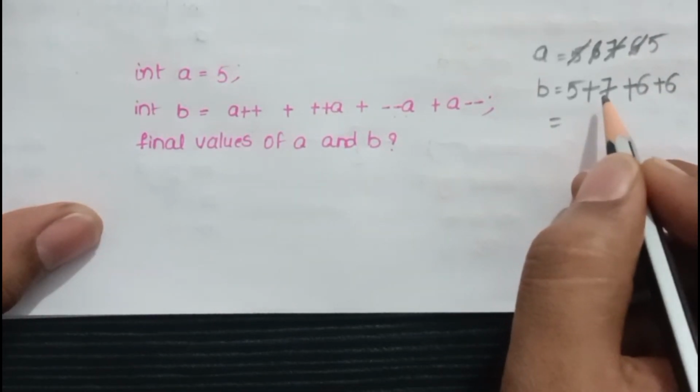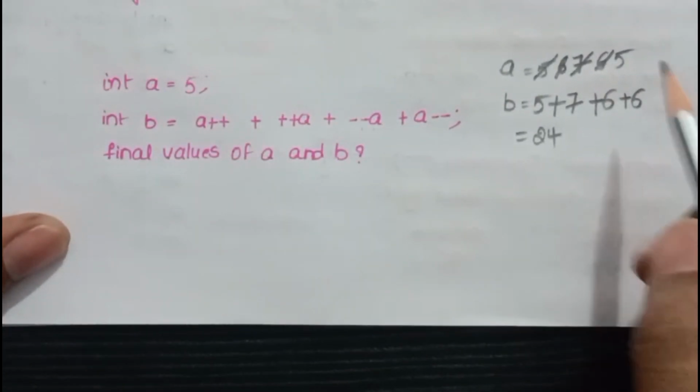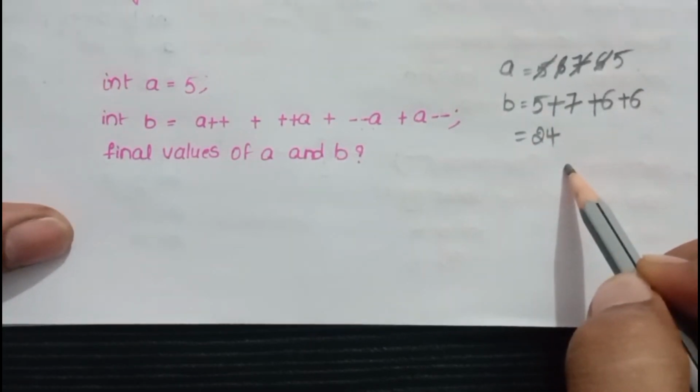What will be the final value? 5 plus 7 is 12. 12 plus 12 it's 24. Finally, A stores 5 and B stores 24.